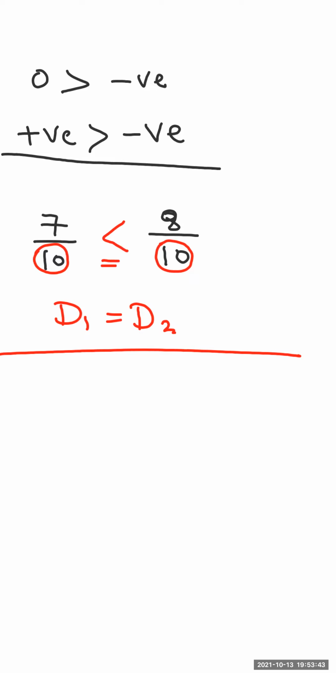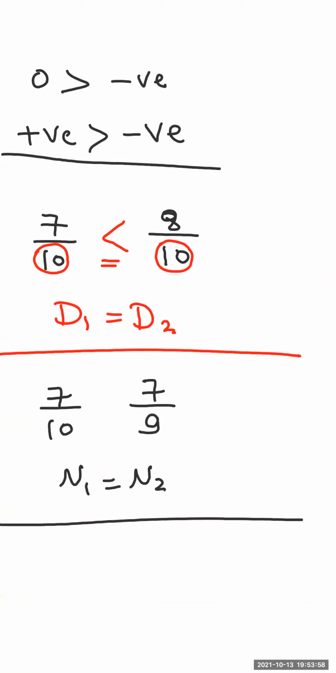Okay, if it's like that, 7 over 10 and 7 also, but over 9. Now, numerator 1 equals numerator 2. So if the two numerators are equal, in this case, the number with the smaller, not the greater, the smaller denominator is the greater. So 7 over 9, of course, is greater than 7 over 10.